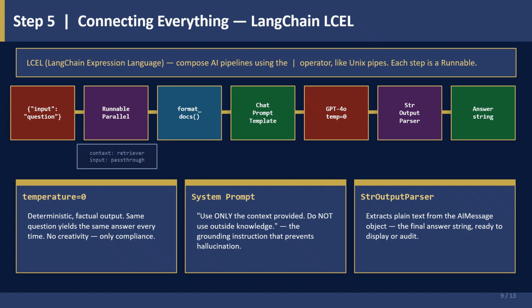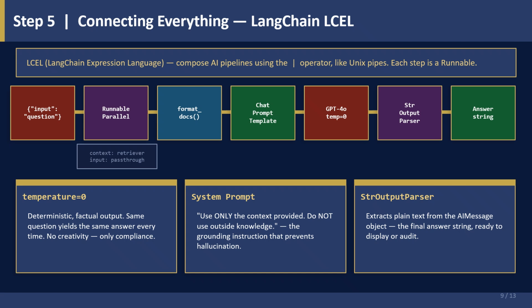Here, temperature 0 is a critical choice. It means the model is fully deterministic. So there is no creativity, no randomness in the response. The same question will give the same answer every time, which is what we want in this particular case. In a compliance context, you want that predictability.